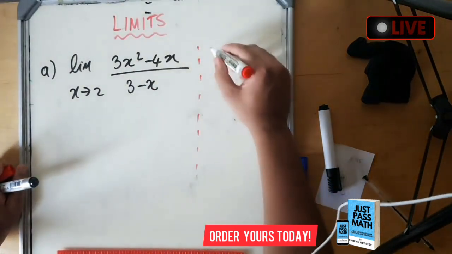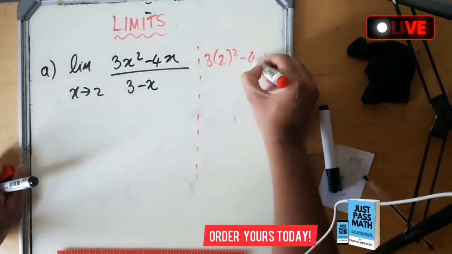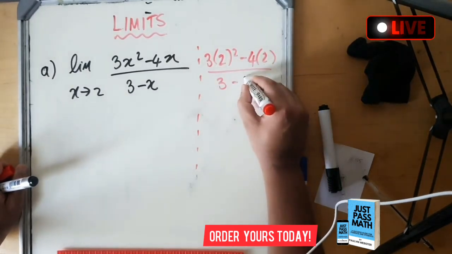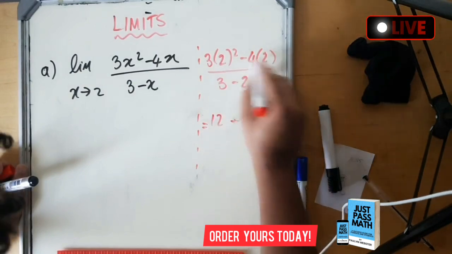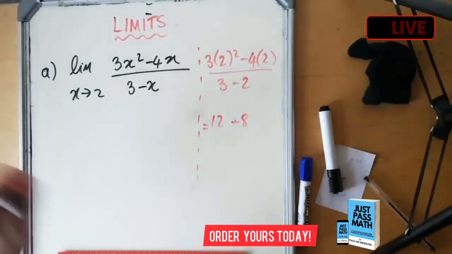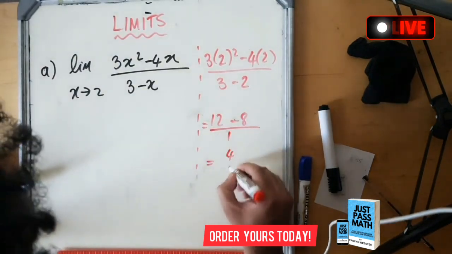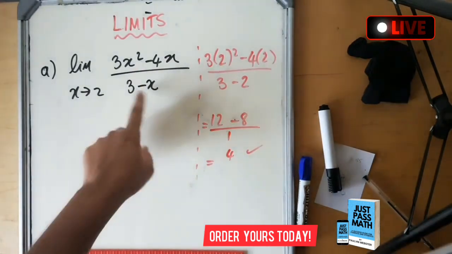If we substitute in 2, we're going to get 3 open bracket 2 squared minus 4 times 2, over 3 minus 2. So we're going to get 3 times 4, which is 12, minus 8, over 1. So here we're going to get 4 as the answer. It seems to me we can just substitute in 2 because we're not going to get 0 here.